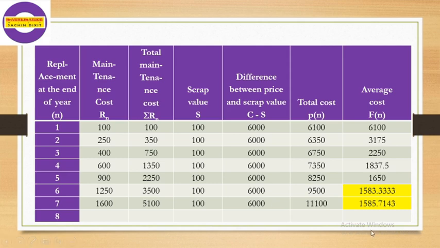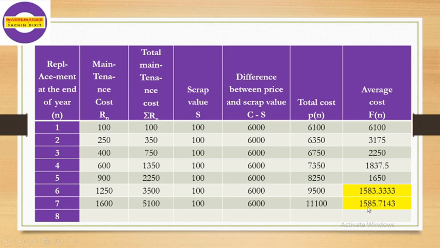And what is that result? If the average cost gets increasing, that is, next year's average cost is greater than the previous one, then we have to stop at the previous one. That means up to the 6th year, we can run that machine. But after the 7th year, we have to replace that machine. That gives the result from this calculation.